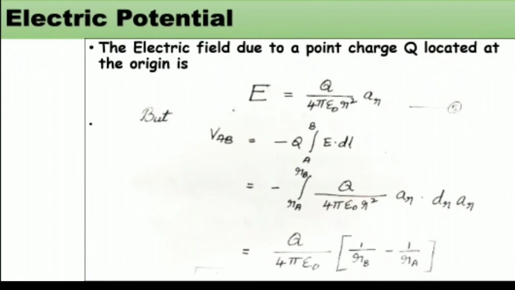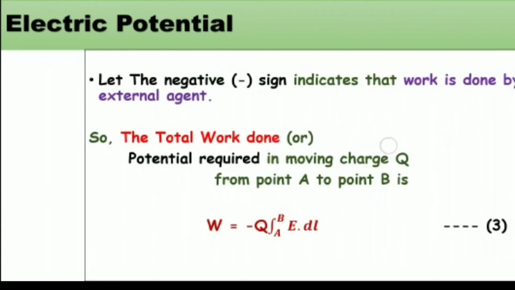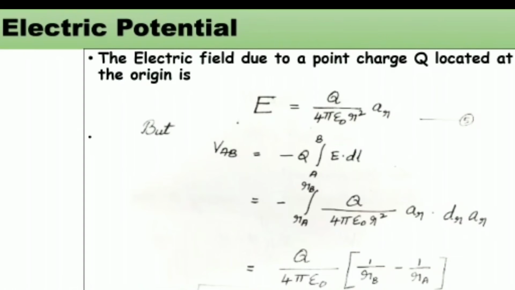Now, the electric field due to a point charge Q located at the origin. See, as in this diagram, let us consider one origin point. So, with respect to that, we are going to calculate the electric field due to a point charge Q located at the origin. We can write from Coulomb's law, E is equal to Q divided by 4 pi epsilon naught R square into AR, unit vector AR. So E is equal to Q divided by 4 pi epsilon naught R square into AR is our fifth equation.